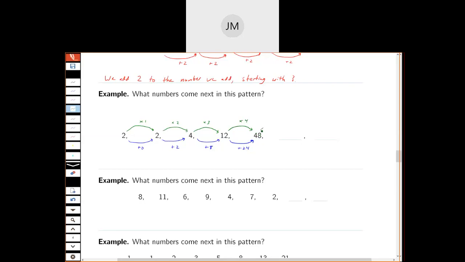Then the next number that I multiply by will be 5. 48 times 5 gives me 240. And then the number I multiply by goes up by 1, so it's going to be a 6. And when I multiply by 6, I get 1,440.